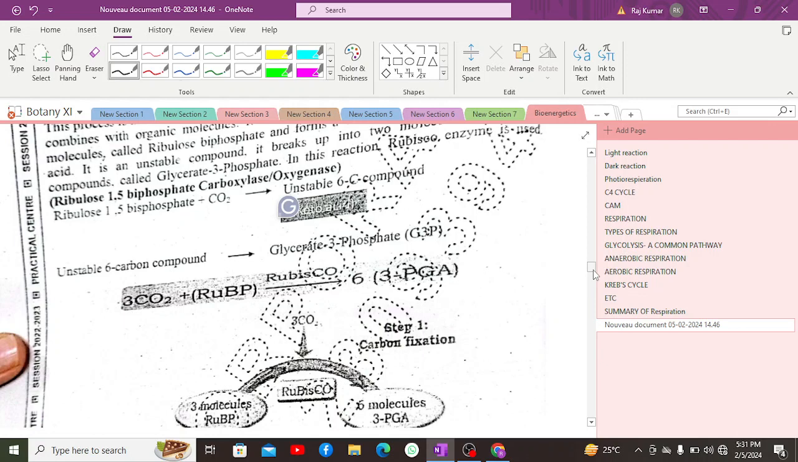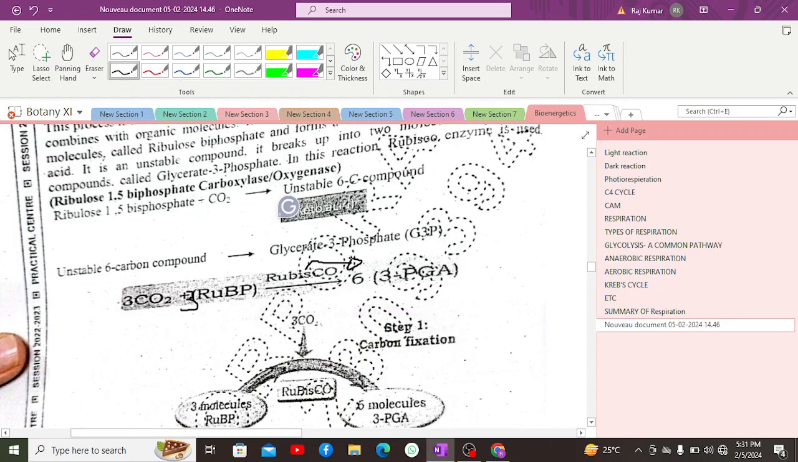Now, three ribulose bisphosphate molecules will react with three carbon dioxide molecules using the enzyme known as Rubisco. Rubisco is basically ribulose bisphosphate carboxylase oxygenase. It has the capability to perform carboxylation as well as oxygenation.